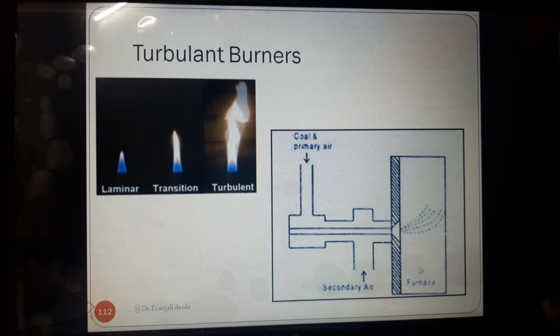Due to the high turbulence created before entering the furnace, the mixture burns intensely and the combustion is completed in a short distance, and that's why it is called a short flame burner. The turbulent burners give a high rate of combustion as compared with the other types, and this is generally preferred for high volatile coals, and all modern plants use this type of burner.